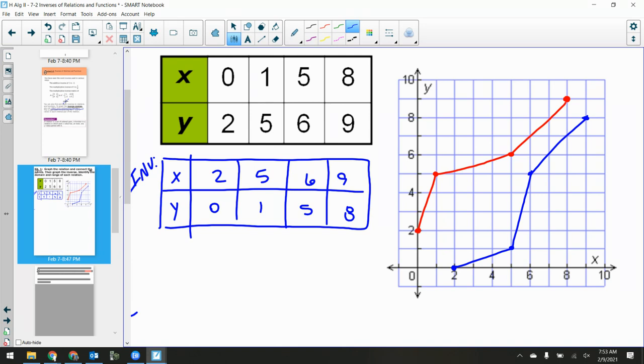Now, what do I want to show you here? Take a look at the line y equals x. Let's put in a dotted line here of the line y equals x. It goes diagonally through the center of the first quadrant. Aren't those true reflections over that line y equals x?